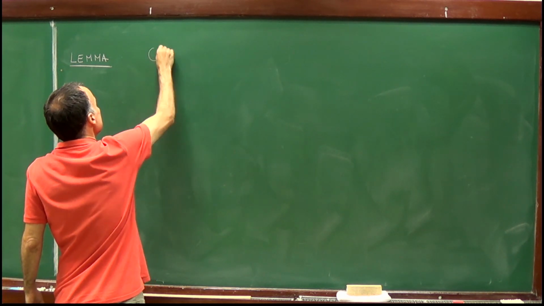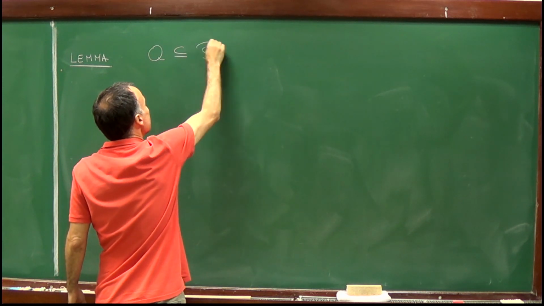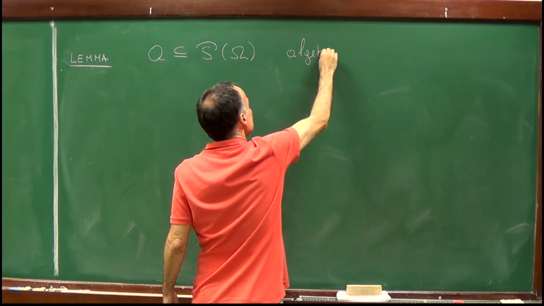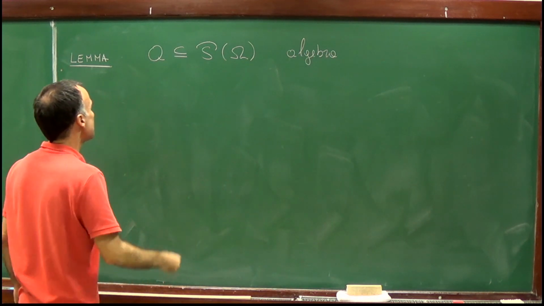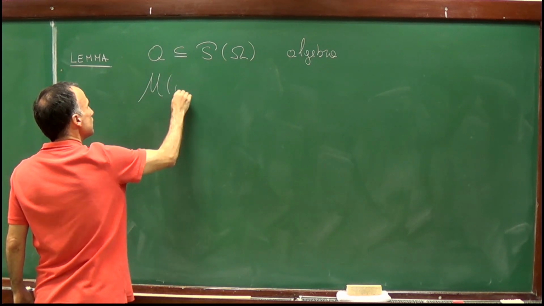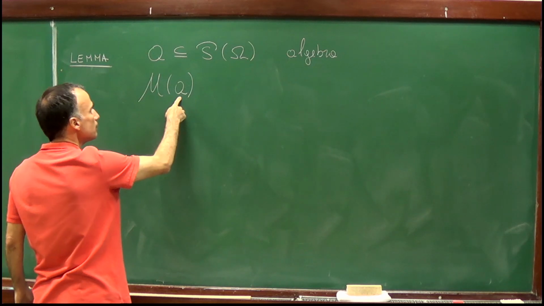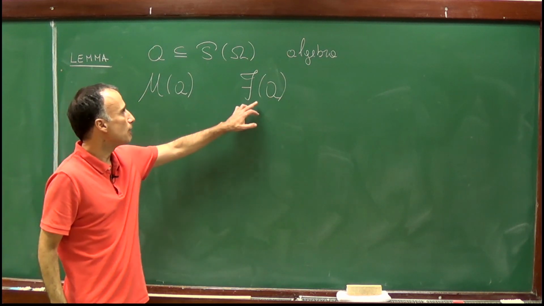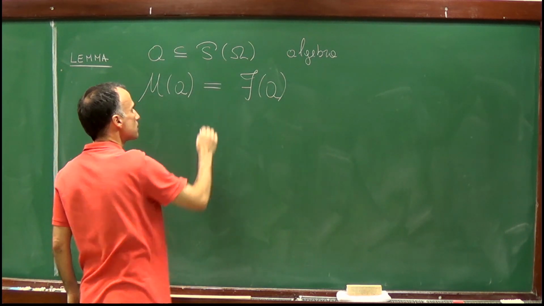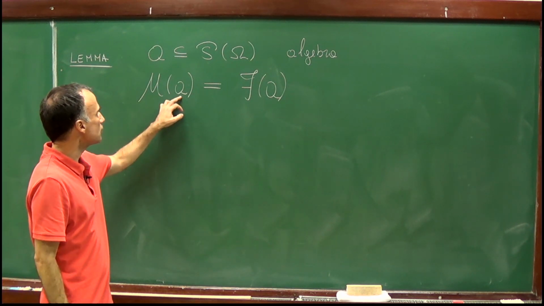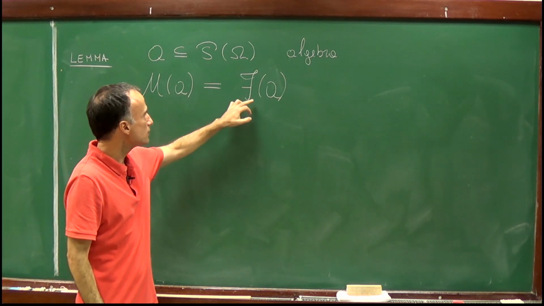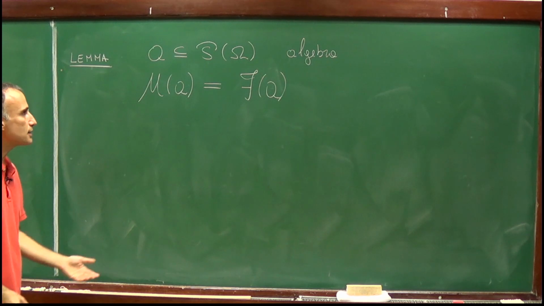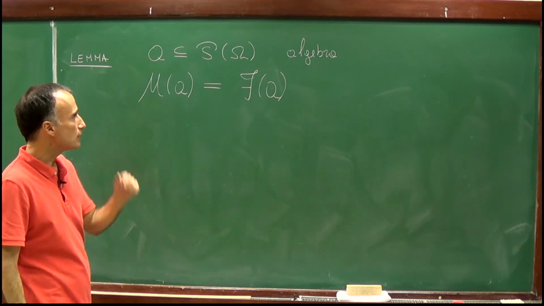So let's say that we have a family A of subsets of omega, which is an algebra. Let's denote by M of A the monotone class generated by A, and by F of A the sigma algebra generated by A. So what I claim is that these two sets are equal. So the monotone class generated by an algebra A is equal to the sigma algebra generated by A. So this result is, as I said, extremely important, and I'll give you the proof in the next lecture.